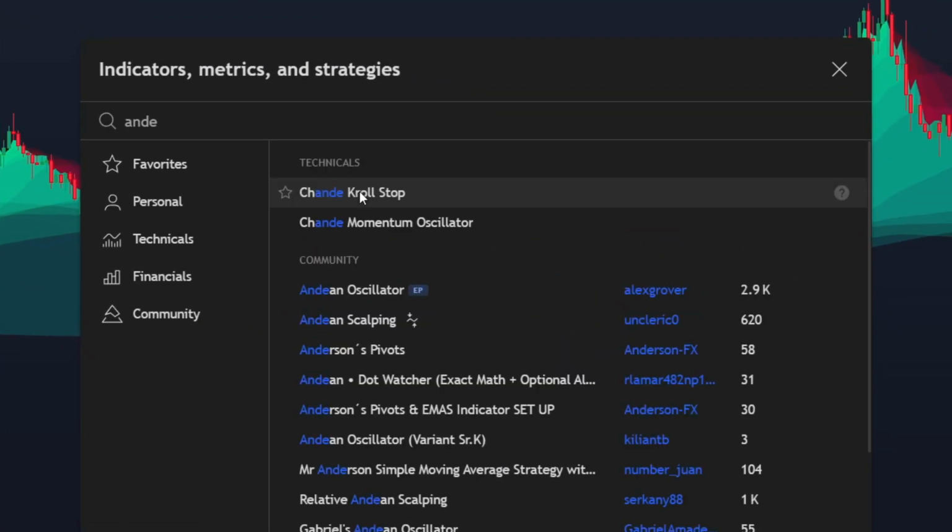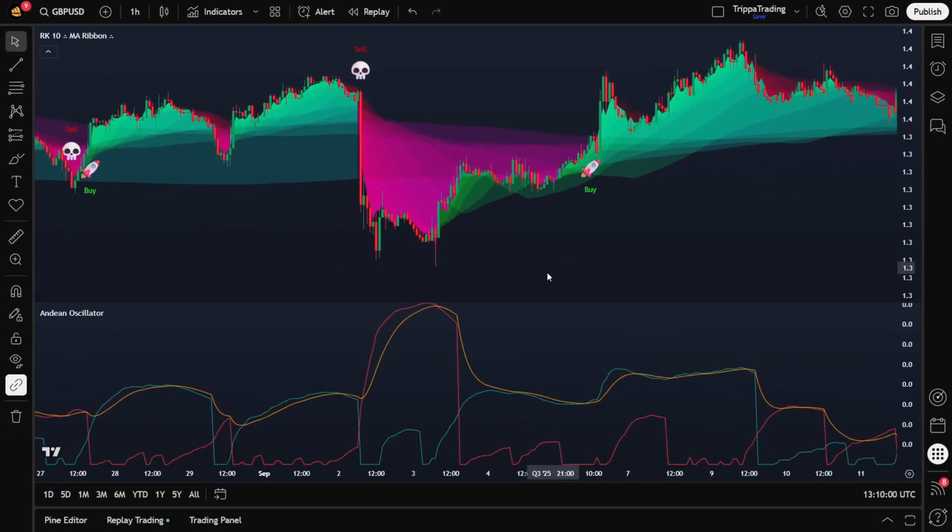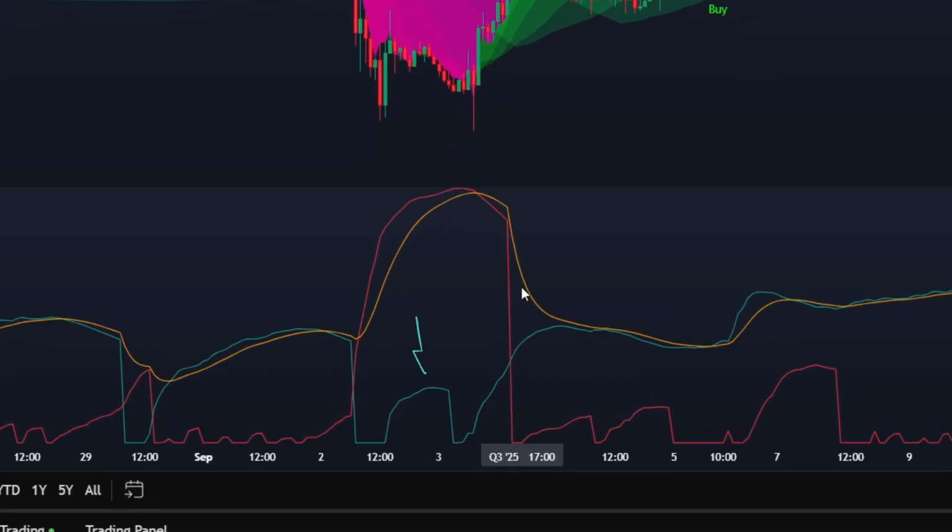Search for the Andian oscillator. Add the one created by Alex Grover. Add it to your chart. You'll see 3 lines: green, red, and orange.